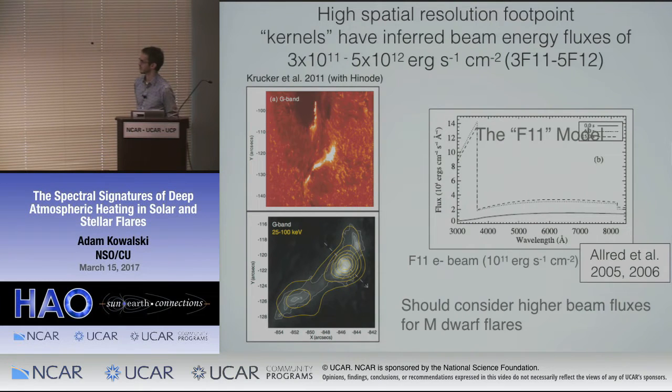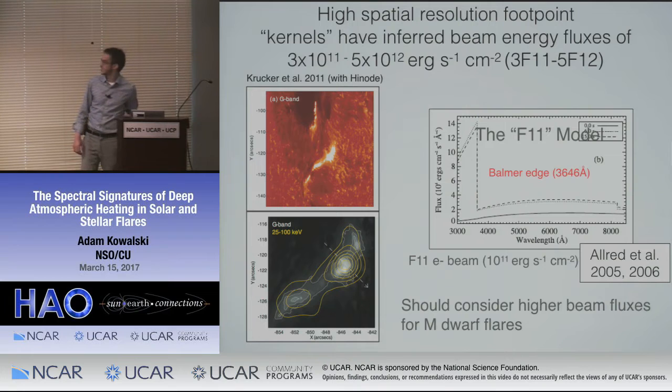It shows very bright Balmer continuum emission, a Balmer edge, which is not observed, and then some emission in the optical, but nothing like a hot black body. So we need to do something else. F11 does not work. 5F11 doesn't even work. 5F11 kind of looks like that. So we crank it up to F13.